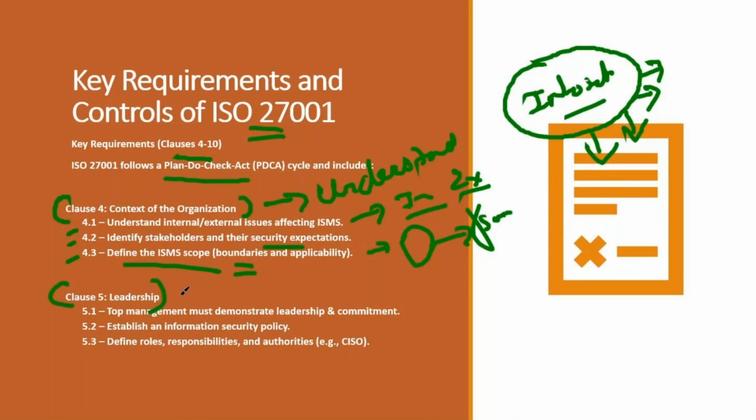Clause number 5 is talking about leadership, the top management. What is the commitment given by the leadership? Top management must demonstrate what? Leadership and commitment.